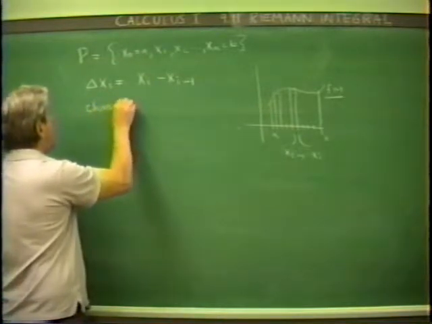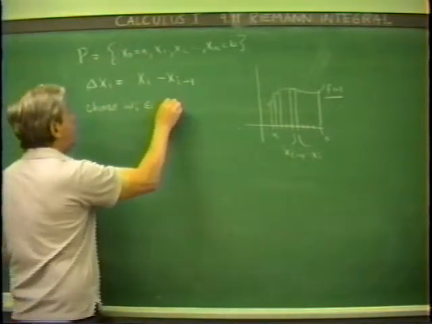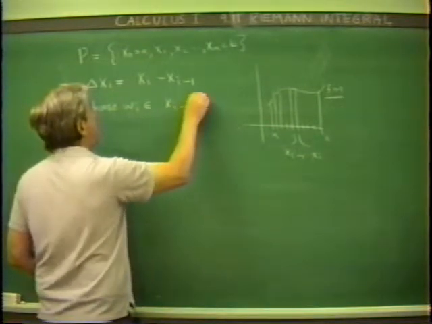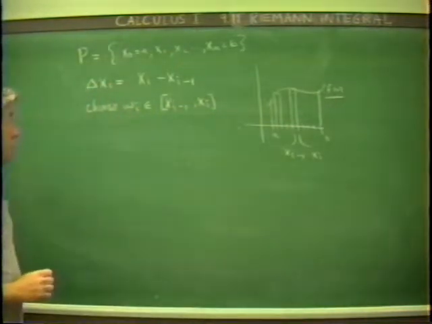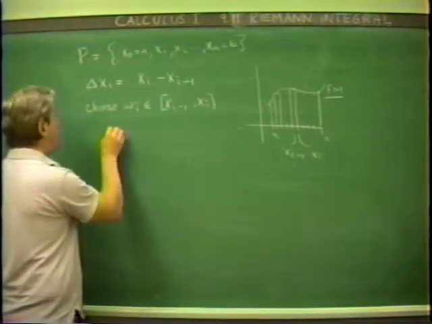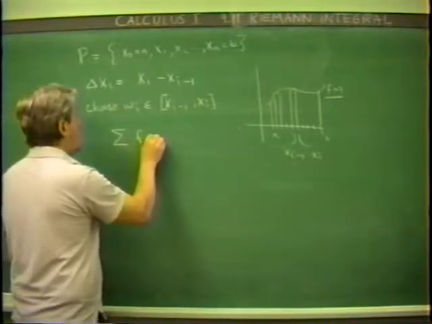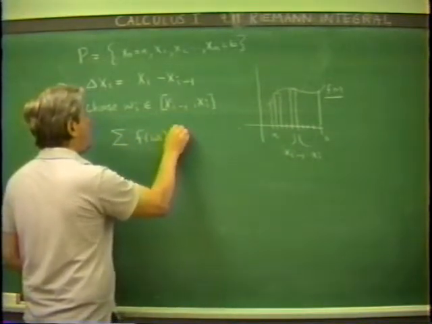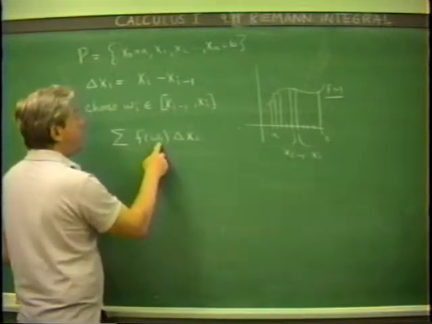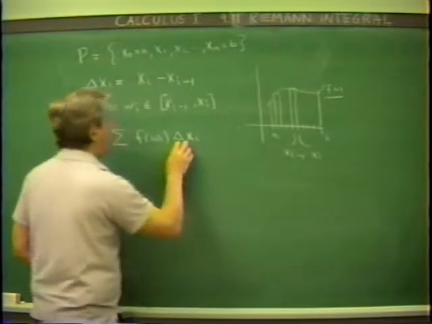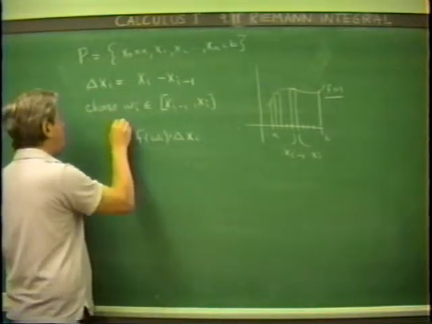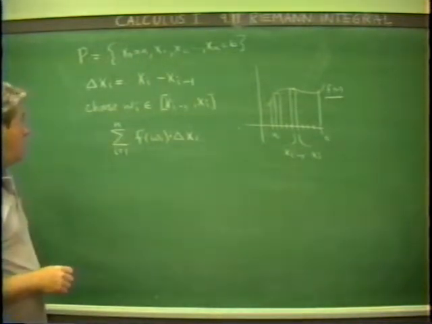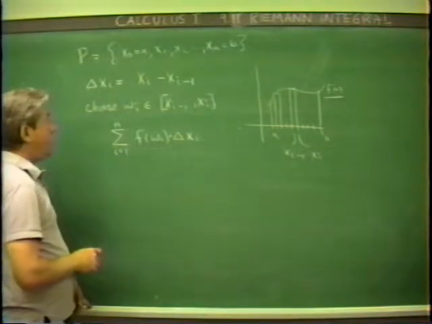Now, what you want to do here is choose a point w_i in the interval x_{i-1} to x_i. It could be either of the endpoints or any point in between. And then you form the sum f of w_i delta x_i. This is the height of the rectangle here, and this is the width. You multiply these together, and you sum this up, i equals 1 through n. All right?